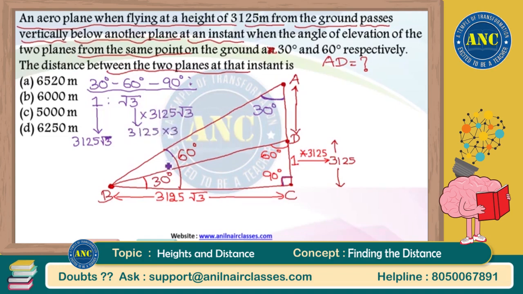That means opposite to 60, the bigger angle, is side AC. That entire side AC is 3125 into 3. That is the value of AC. Now, entire AC is 3125 into 3 and DC is 3125 into 1. So AD should be the remaining 3125 into 2, which is nothing but 6250.